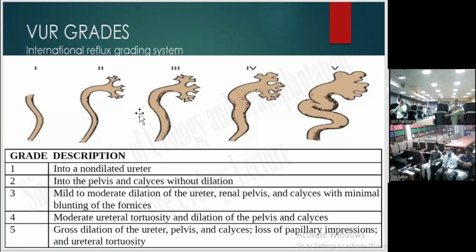VUR grades: the International Reflux Grading System is divided into 5 grades. Grade 1, contrast into a non-dilated ureter. Grade 2, contrast into the pelvis and calyces without dilatation. Grade 3, mild to moderate dilatation of the ureter, renal pelvis and calyces with minimal blunting of the fornices. Grade 4, moderate ureteral tortuosity and dilatation of the pelvis and calyces. Grade 5, gross dilatation of the ureter, pelvis and calyces, loss of papillary impressions and ureteral tortuosity.